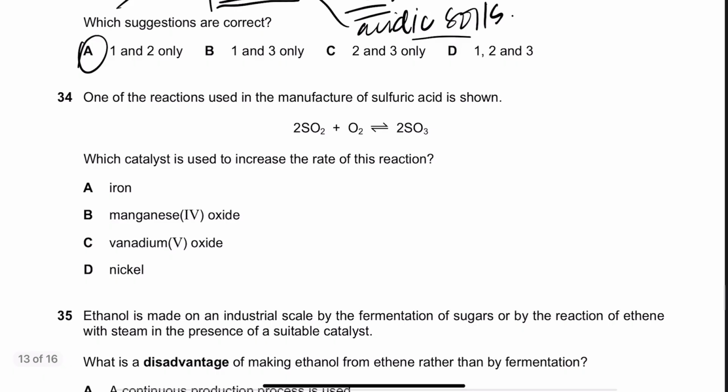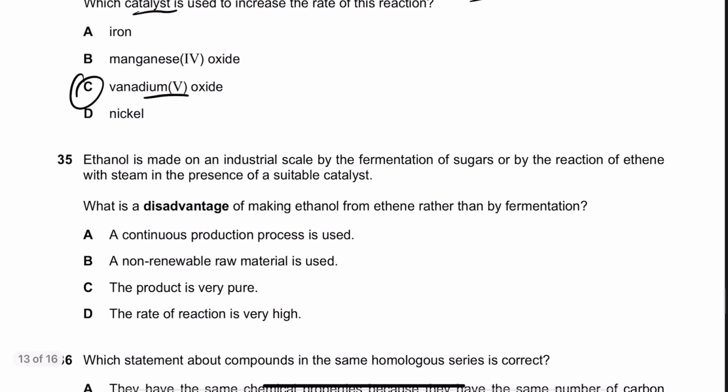Then one of the reactions, sulfur dioxide plus oxygen giving sulfur trioxide, we know that vanadium pentoxide, V2O5, is used. We've done this so many times that C is mine. It asks which catalyst is used to increase the rate of reaction. Obviously C, because it lowers the activation energy.